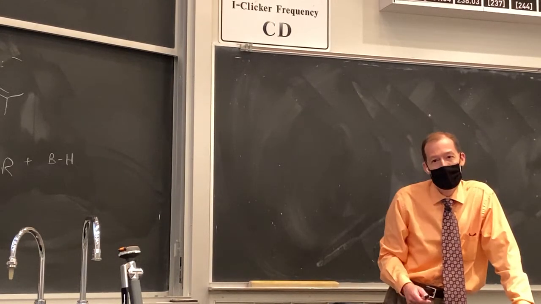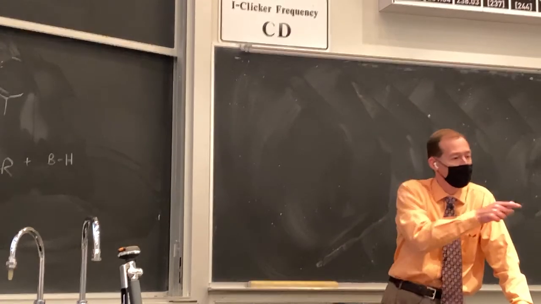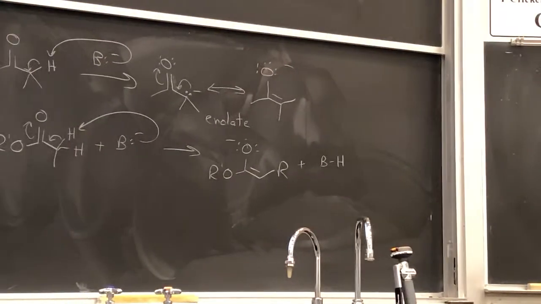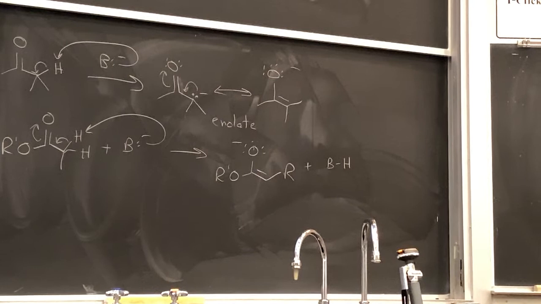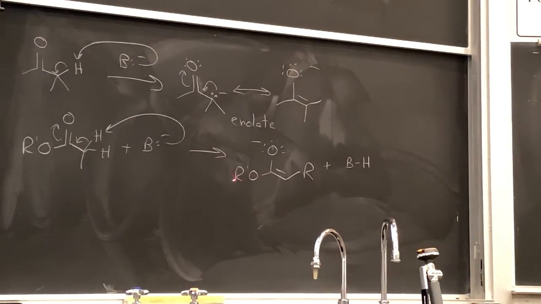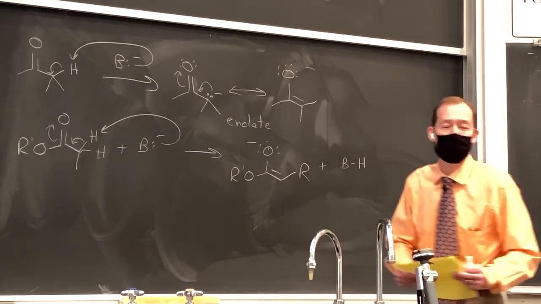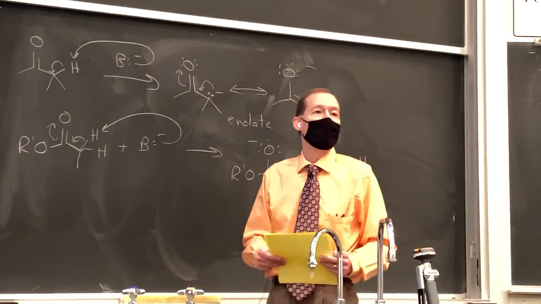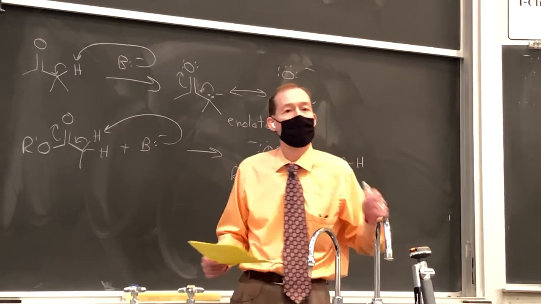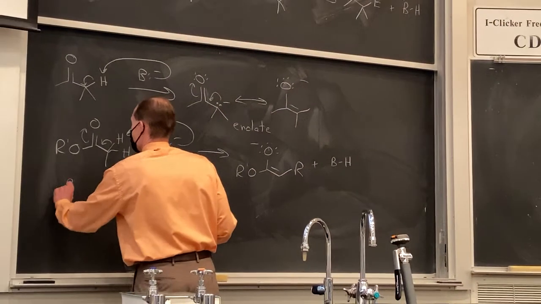Yes, Brady. It's a donating group, okay? So you zeroed in on the right feature here, but the oxygen is actually donating electrons to the enolate. Is that going to make the enolate more stable or less stable? Less stable because it's negatively charged, okay? So the enolate of an ester is less stable than the enolate of a ketone. As a result, an ester is less acidic than a ketone.